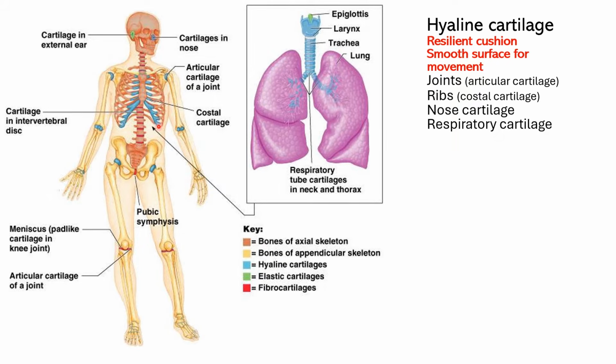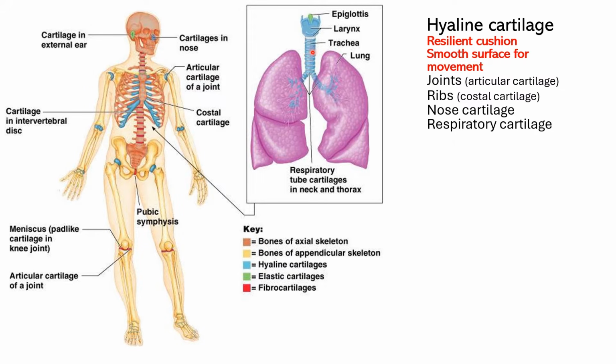So we find it in our ribs and as part of our respiratory cartilages, not because it's a smooth surface for movement. I think in this case, the advantage is it's a little bit more flexible than bone, but it is still rigid. So when you breathe in, the air is going down your trachea. You don't want that to be floppy. You want it to be open so that you can breathe.